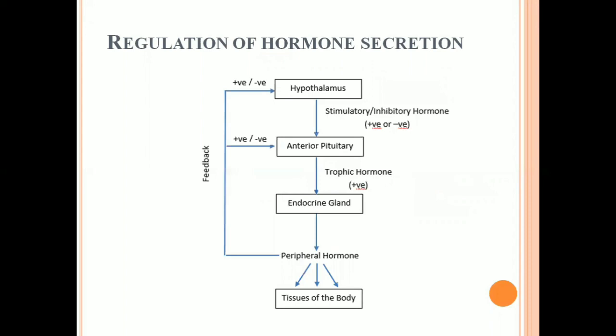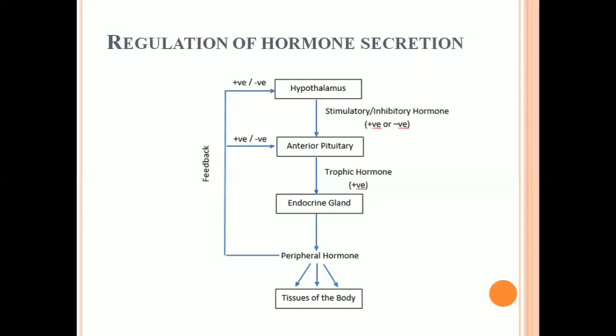Whenever the hypothalamus secretes hormone releasing substance or stimulatory substance, it stimulates the anterior pituitary gland, and the anterior pituitary gland stimulates trophic hormone, and it stimulates the endocrine gland, and the hormone is secreted by the endocrine gland. Whenever inhibitory substance is produced by the hypothalamus, it inhibits the anterior pituitary gland, and the endocrine gland does not synthesize any hormone. This is about the hypothalamic regulation of hormones.